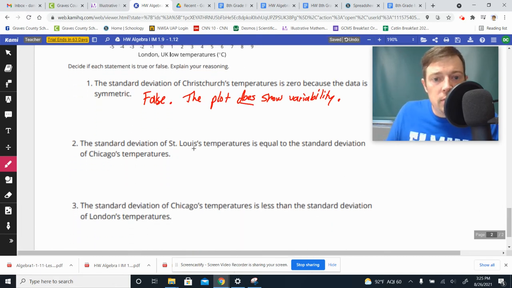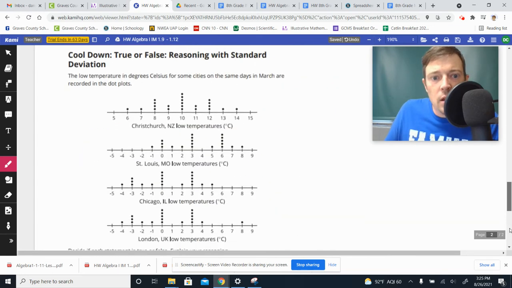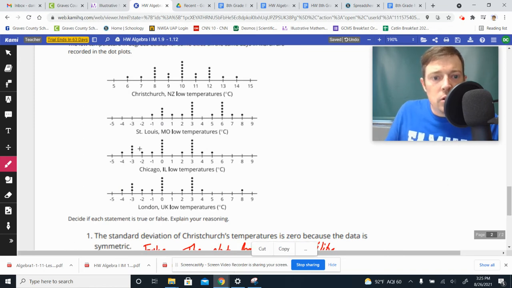The standard deviation of St. Louis's temperature is equal to the standard deviation of Chicago. Let's look at these two cities. So here's St. Louis, here's Chicago, and this is what you have to be looking for, because remember, variability is not about where the middle is. It's about how the numbers are spread out. And if you look at it, 1, 3, 1, 1, 5, skip 1, and then another dot, and then a tower of 5 again, and then dot, dot. These are the exact same graphs. The only difference is that Chicago is shifted downward like 3, right?